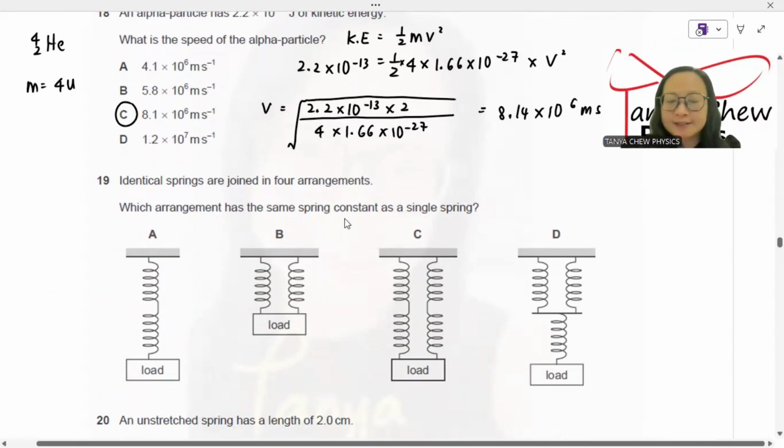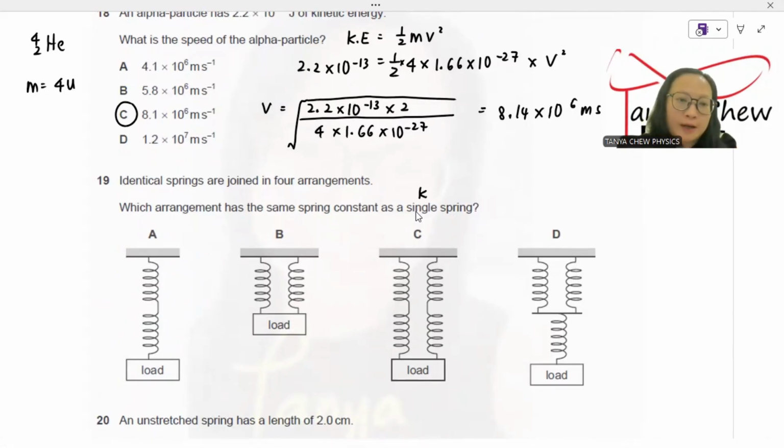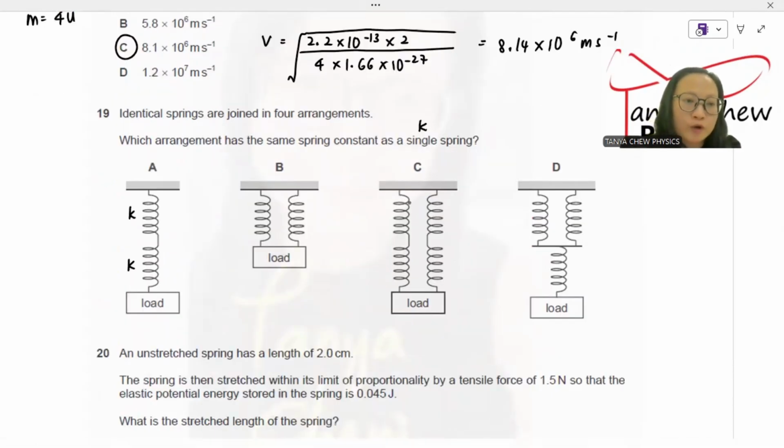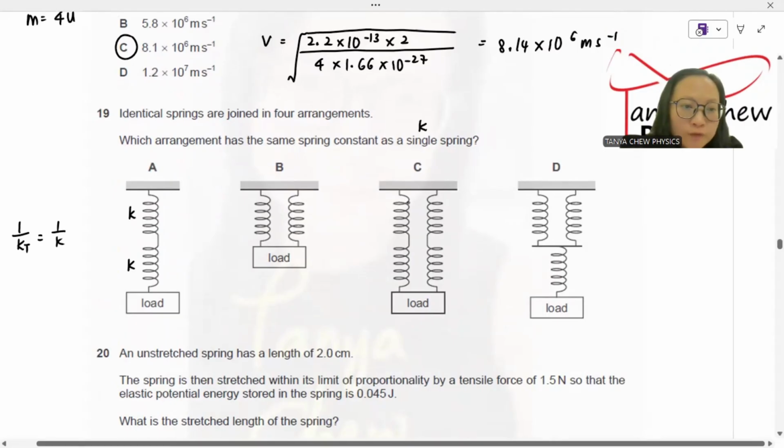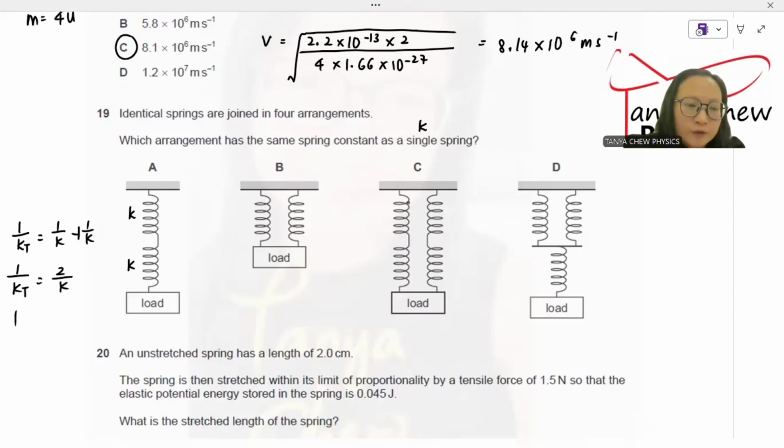Number 19, identical springs are joined in 4 arrangements. Which arrangement has the same spring constant as a single spring? I would assume that the spring constant is K. Now, these 2 springs are arranged in series. Remember, how are we going to find the total spring constant? 1 over K total is equal to 1 over K plus 1 over K, which is 2 over K. So the total K is equal to K over 2. So this is not equal to K. A is not your answer. What about B? The two springs are arranged in parallel side by side. So the total K would be K plus K, which is equal to 2K.